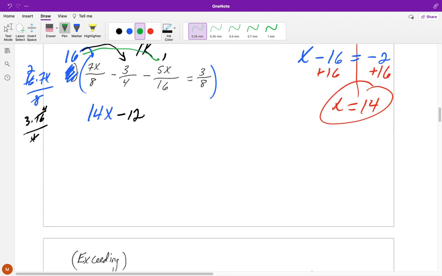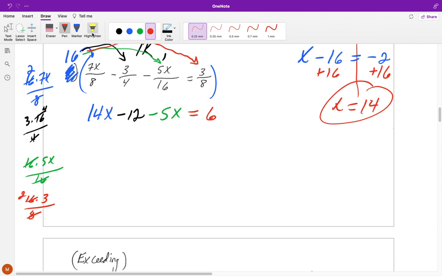And then I'm going to distribute to this next one here. So once again, it's 16 times 5x over 16. Well, they're going to cancel each other out completely. So now I'm left with minus 5x. And then the last one I will distribute here. So it'll be 16 times 3 over 8. 8 goes into 16 twice. 2 times 3 is 6. So it's going to be equal to 6.